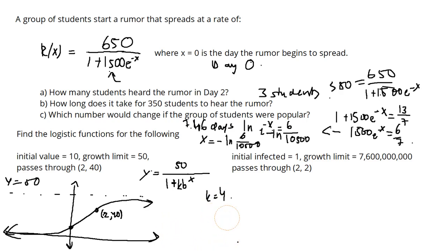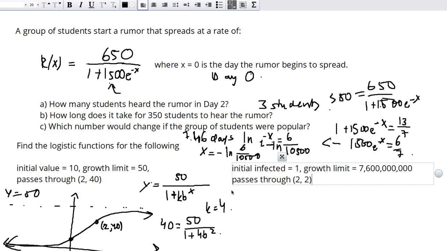But it passes through 2, 40. So we're going to put this 2 here, and we're going to put this 40 here. Now we have 40 is equal to 50 over 1 plus 4b to the 2, right? Because it passes through 2. You know, I'm not going to do this question because it takes too much space. I've crammed everything into one review, and it's not fun.